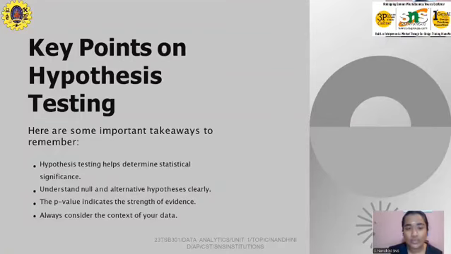The key points are that hypothesis testing helps to determine the statistical significance. The alternative hypothesis clearly explains it. The p-value indicates the strength of evidence against the null hypothesis in the data. So by concluding this, we can say that this testing is needed to take decisions on the data for some assumptions in businesses, medicine, education, manufacturing, social science, and IT sectors.